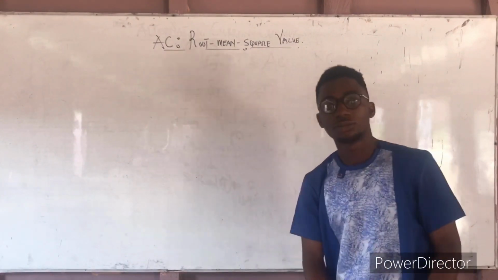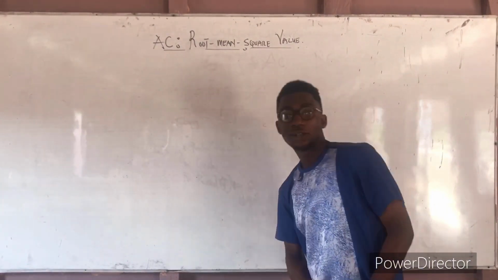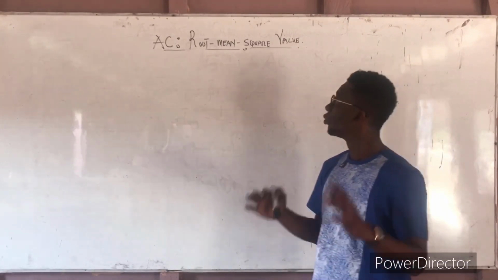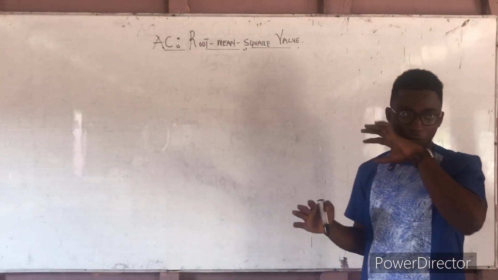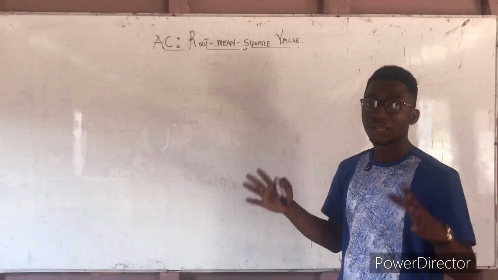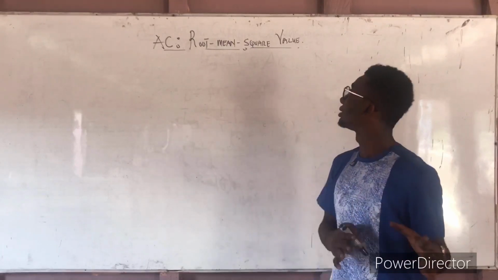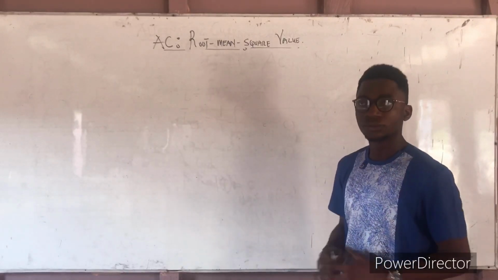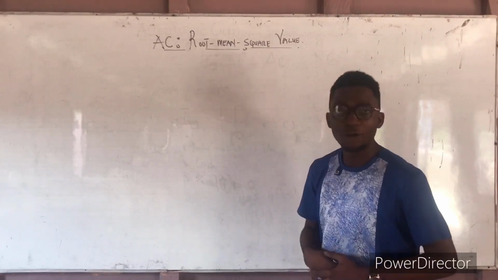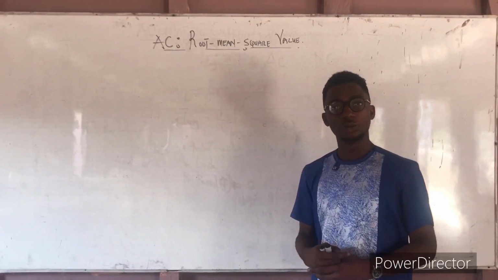Okay, so welcome back to today's lessons by Solomon and David Peterson. Today we'll be dealing with root mean square value. But mind you that we are still talking about alternating current circuits. So what is a root mean square value, and how do we find it?